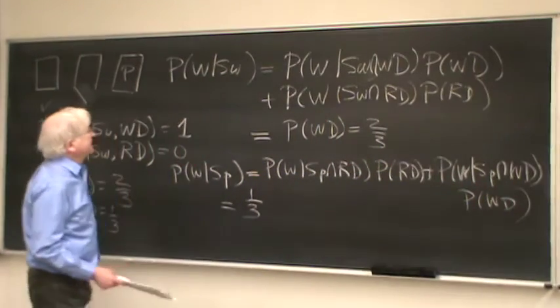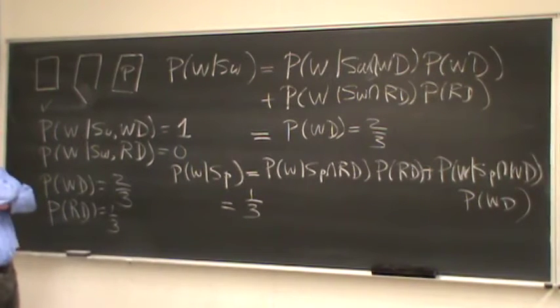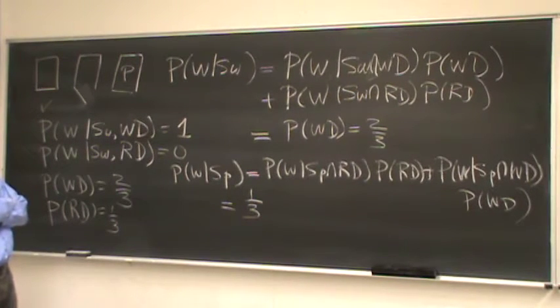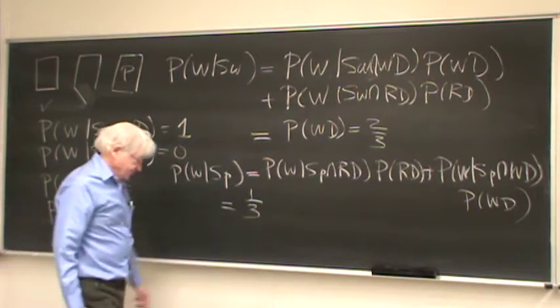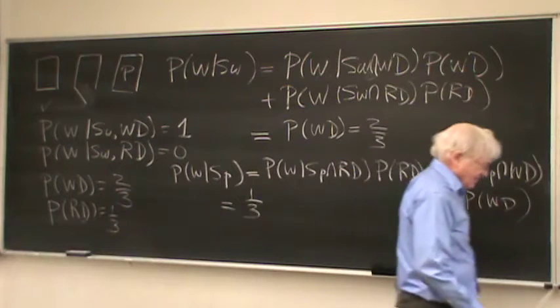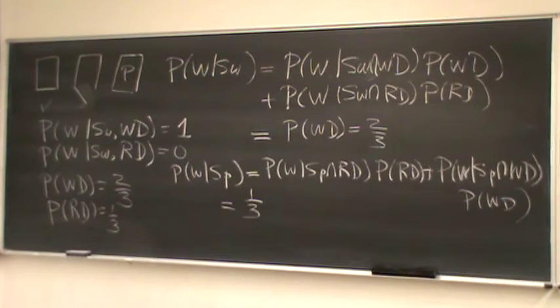So, remarkably enough, the probability of winning if you switched is 2/3. The probability of winning if you stayed put is 1/3. Remarkably enough, that's how it works, and it's pretty amazing.